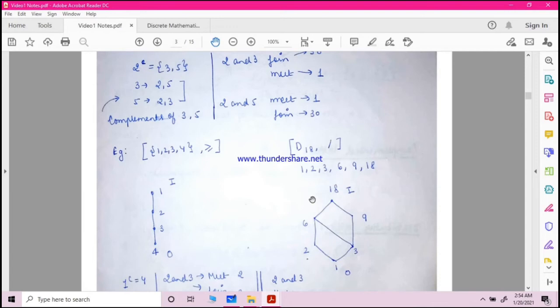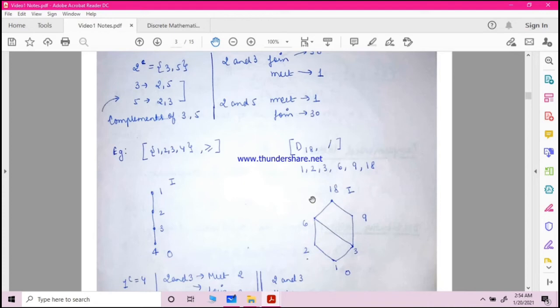In the next example, D18 under divisibility, if you perform meet of 2 and 3, you get 1. If you perform join of 2 and 3, you get 6. 6 is not the greatest element, so 3 is not the complement of 2.